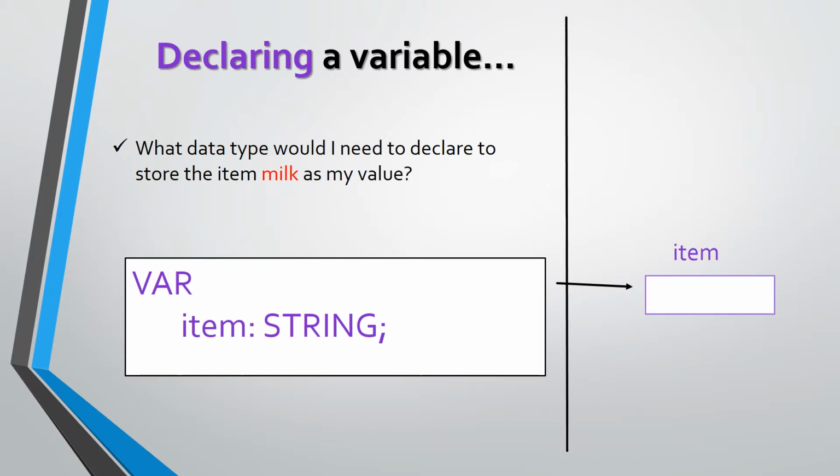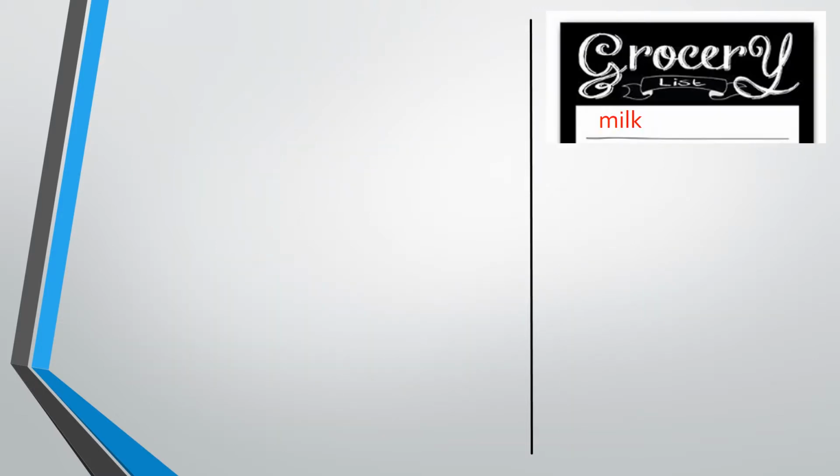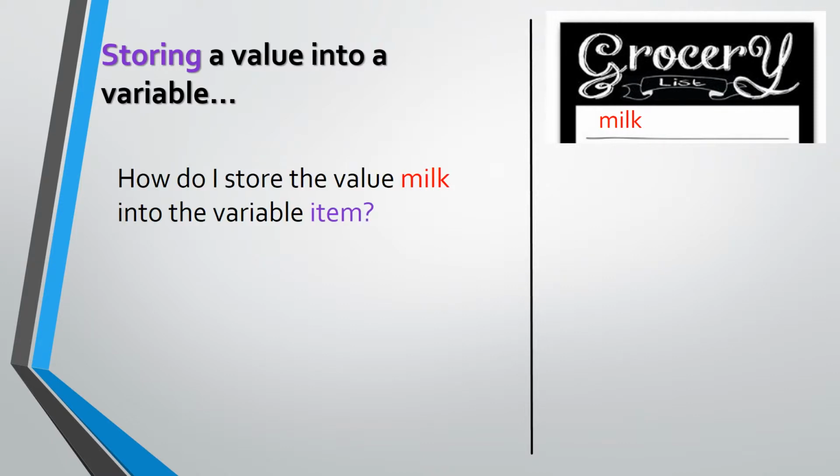So this slide is intended to show them that when I declare a variable in Pascal, I want them to picture in their minds, this is another scaffolding method, that a box is created immediately with nothing in it. And the variable name item is there for that box. So the box is a memory location, and item is the name of that memory location. So the memory location is just a space only, not storing a value into a variable. How do I store the value milk into the variable item?